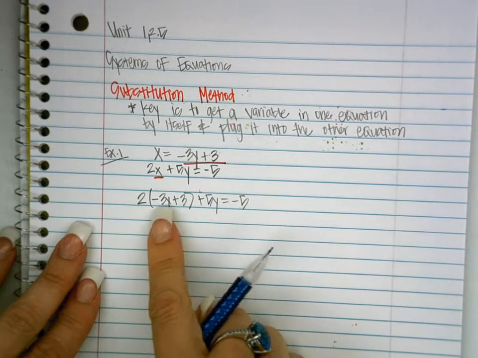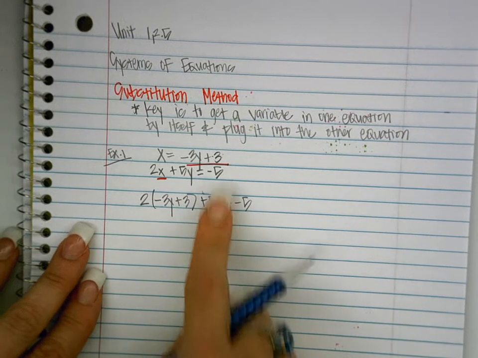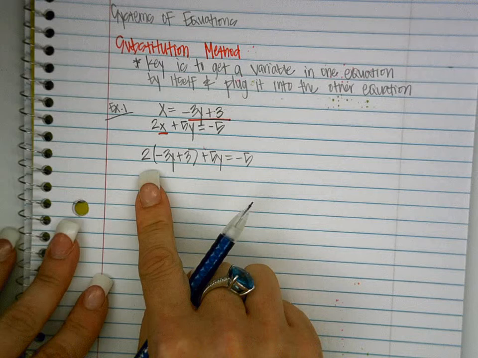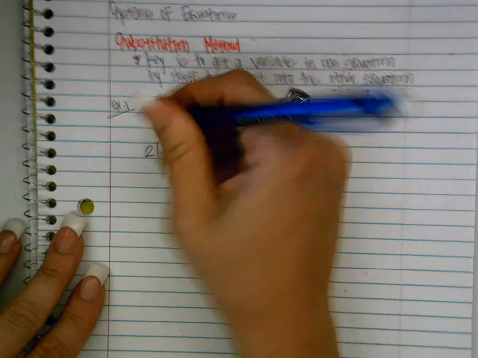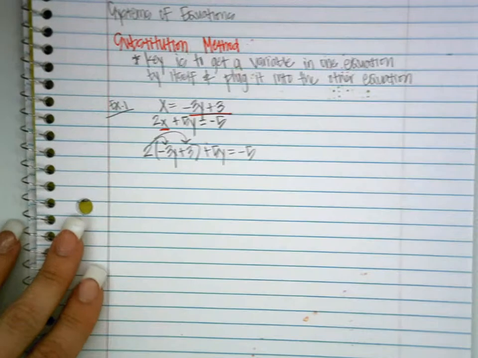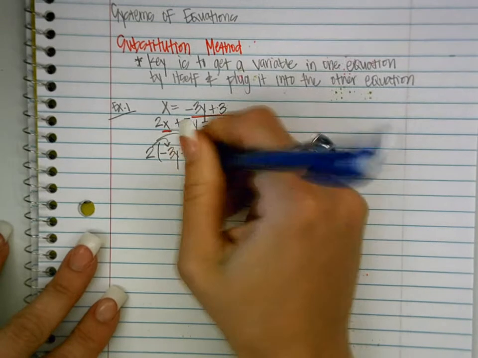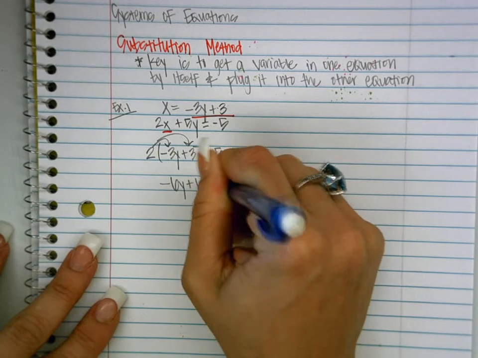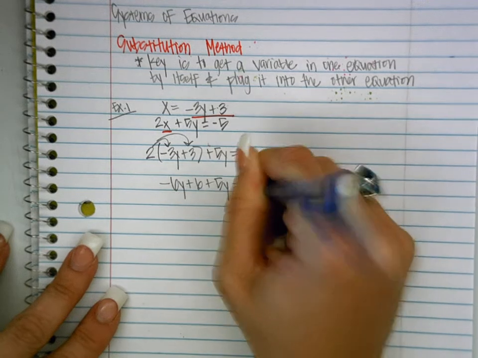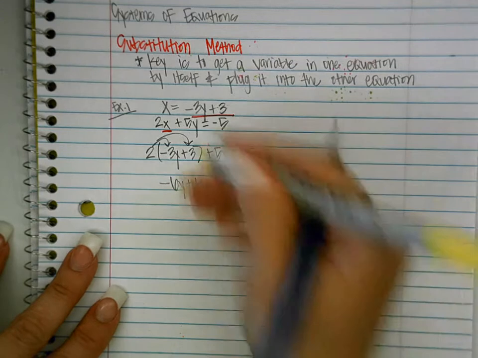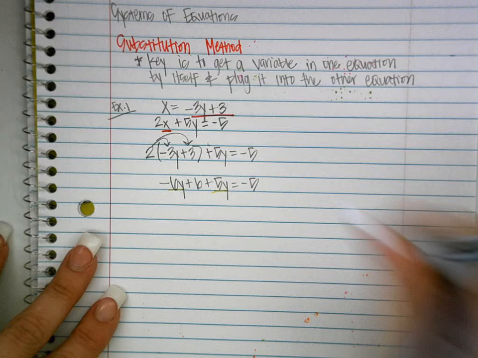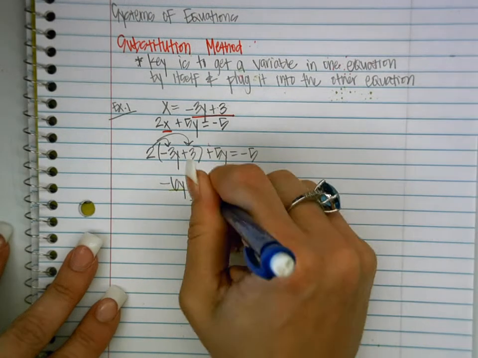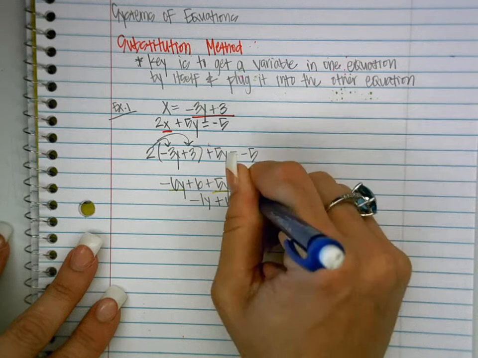Also, don't forget to write the rest of the equation. People like to stop right here. You still have to bring down the 5y, you still have to bring down the negative 5. Then, anytime you have parentheses, that tells you to multiply, so distribute. Don't forget to distribute all the way into your parentheses, not just the first one. So, negative 6y plus 6 plus 5y equals negative 5. Then combine your like terms. Negative 6y plus positive 5y gives you negative 1y plus 6 equals negative 5.